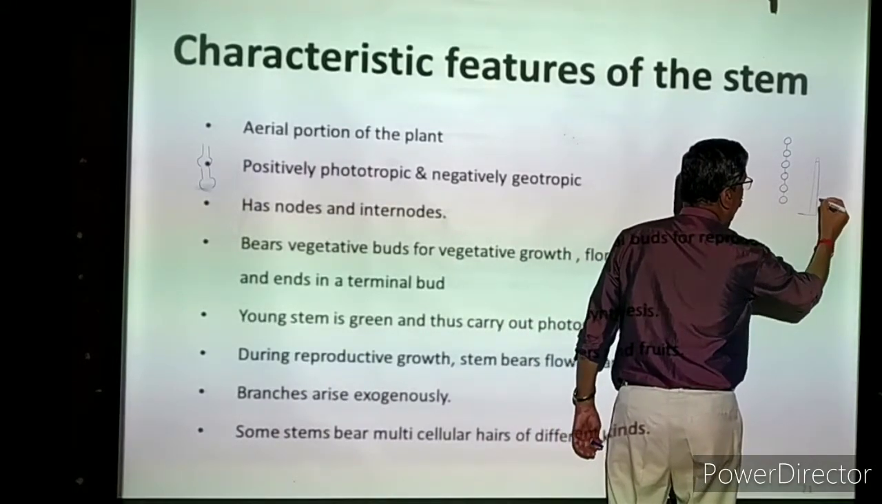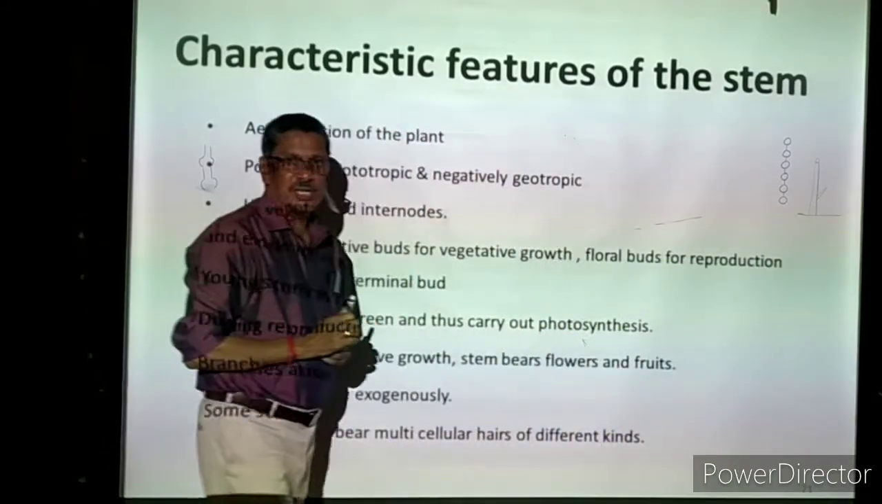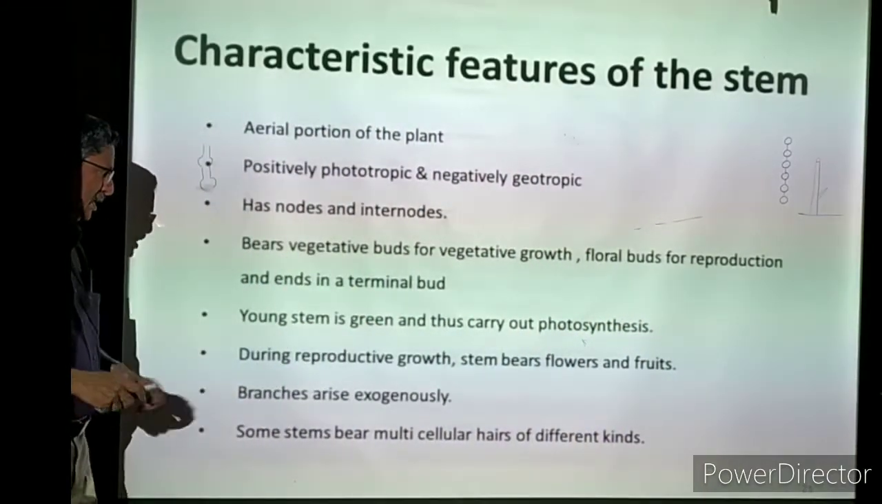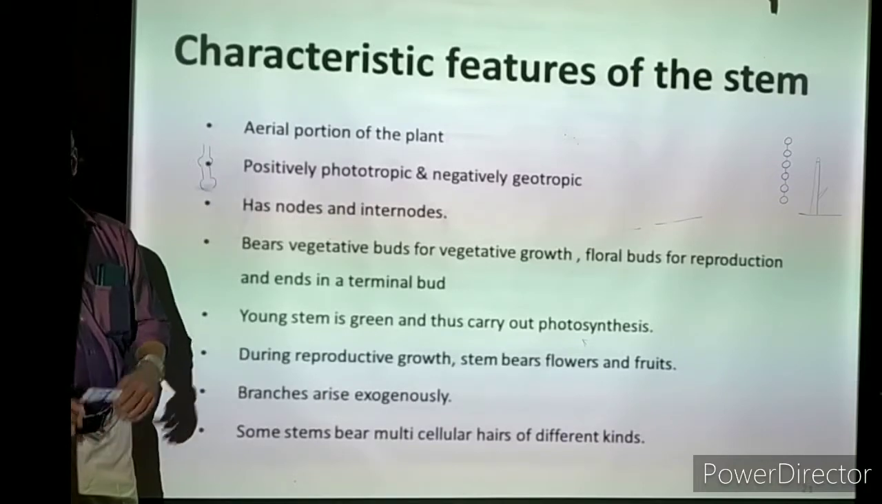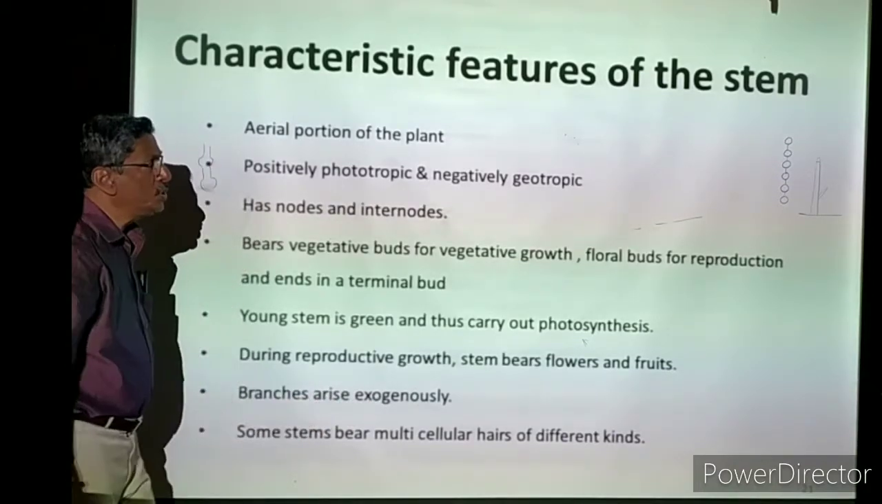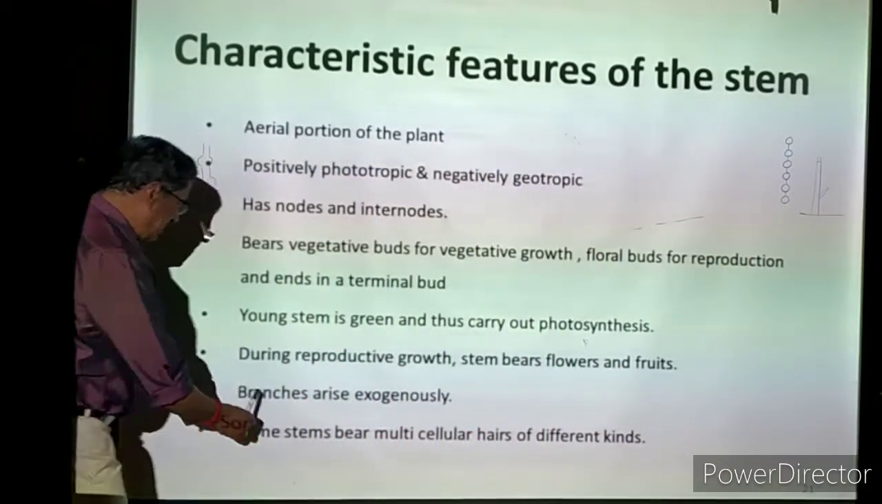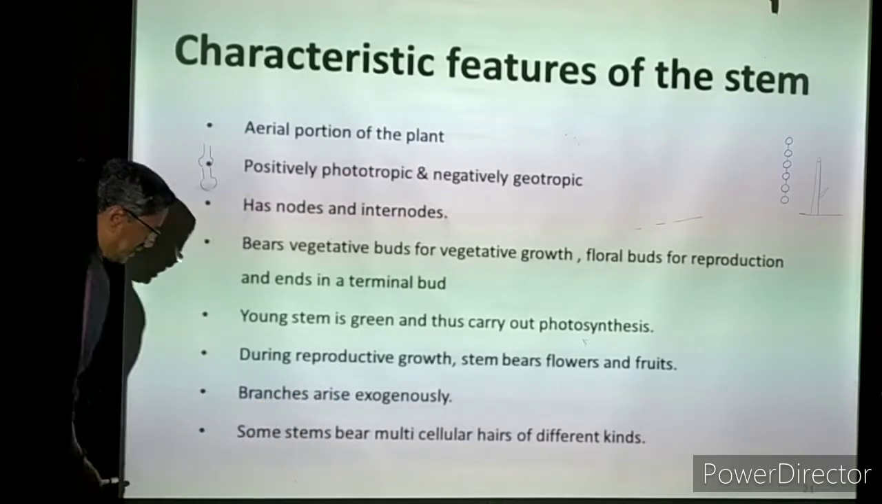The branch is arising from the outer region of the main stem, not the inner region, the outer region of the main stem. That is called exo. Exo means outer region. So they are arising from the outer region of the main stem. That is, branches arise exogenously.